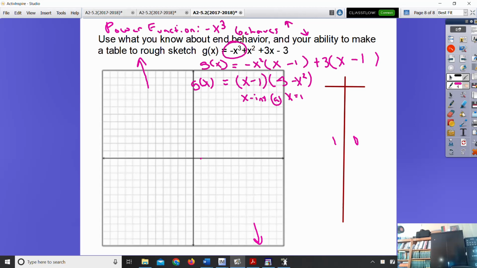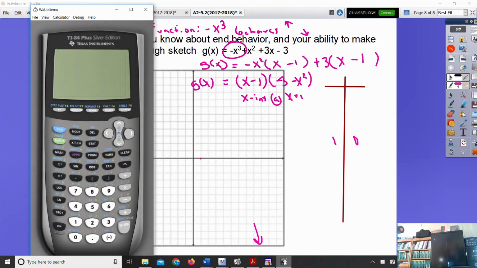Go to y equals and type in the function, but don't hit the graph key. The idea is still somewhat that kids understand how to graph by hand, so I still kind of want you doing some of this with your pencil. You were typing the original function? Yeah, type in the original function, because we might have screwed up somewhere. I'm exhausted. Don't trust me today.